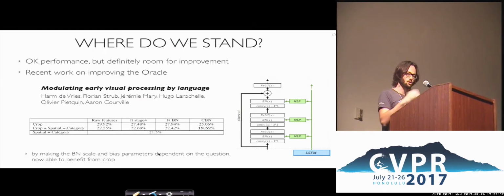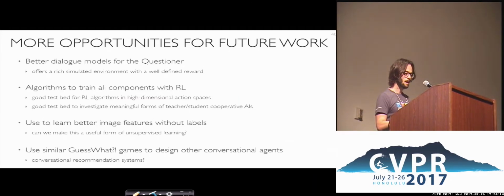19.52% error as opposed to the 21.5, which we got before with the baseline. But I think, again, there's much more room to go. This isn't even considering the context. It's just looking at the crop, the spatial information in the category. So I think still some room left to innovate.